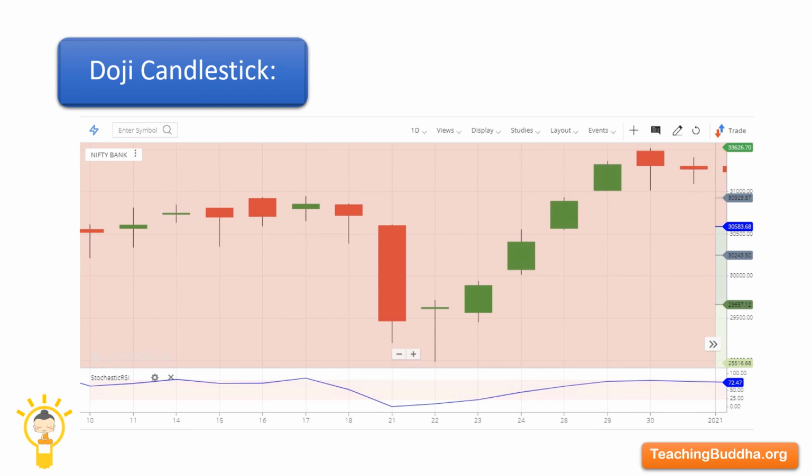Similarly, this is a Nifty Bank chart. This is a one-day time frame. You can see here, this is a one-day time frame. I'm showing you different time frames so that you will be able to understand that candlestick charts are helpful in any different time frame.